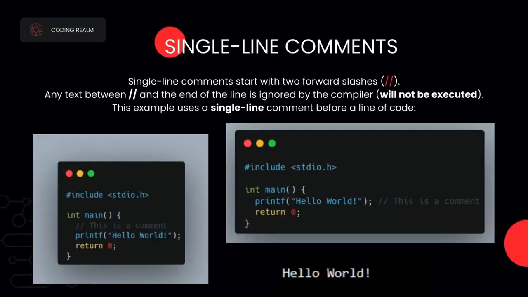Single-line comments start with two forward slashes. Any text between these two slashes and the end of the line is ignored by the compiler and will not be executed. This example uses a single-line comment before a line of code. Here I have used this comment type in a different place.